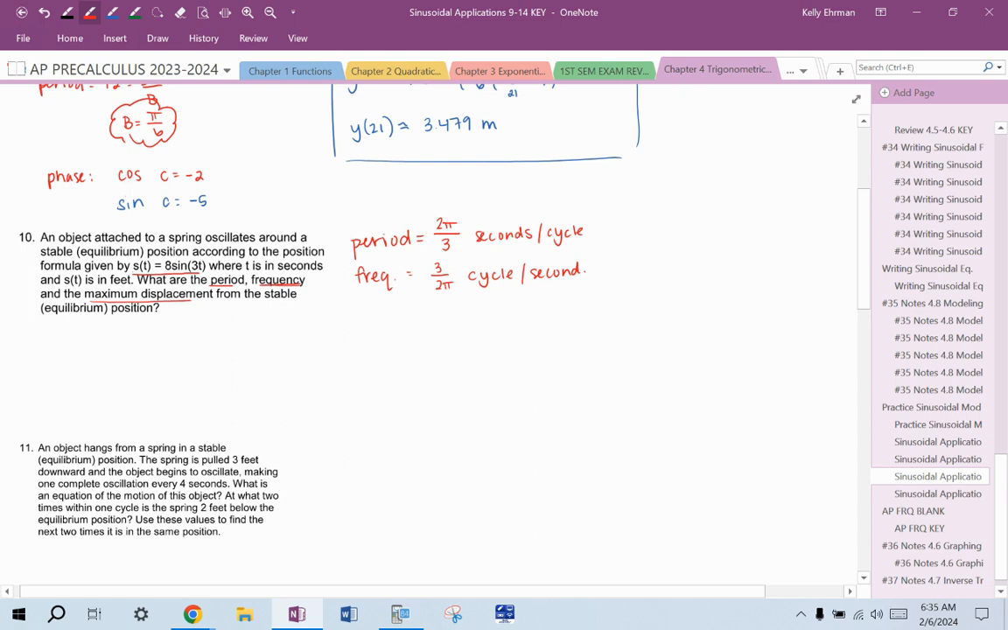So this didn't ask me to label this, but I anticipate multiple choice questions, including labels maybe, or explanations of period and frequency beyond just finding those numbers. And then maximum displacement, that's also known as amplitude. So the maximum displacement, how far will the max and the min go from equilibrium? The maximum displacement is equal to 8, and the label on the position is feet. So that's all we have to do for number 10.